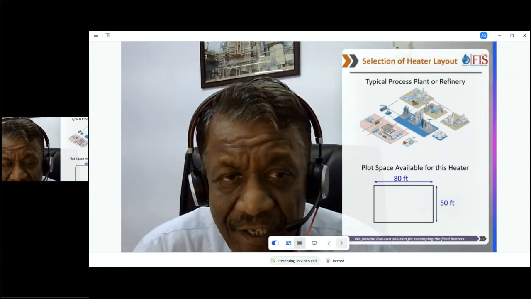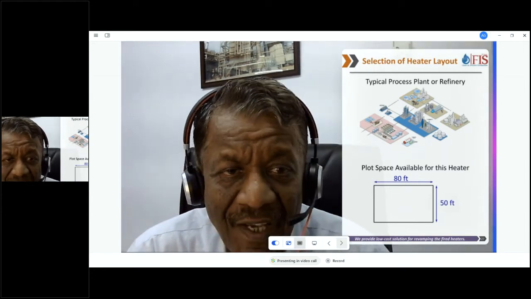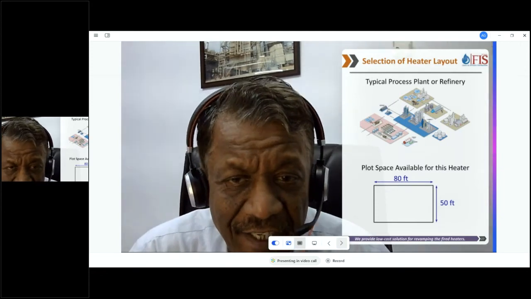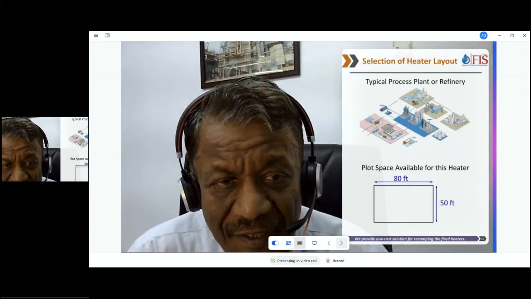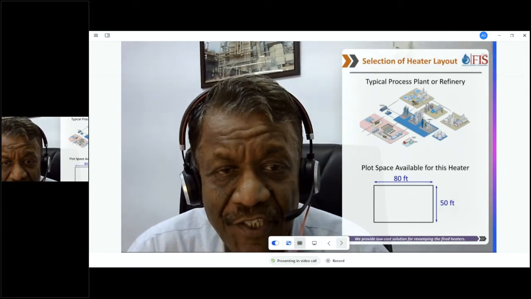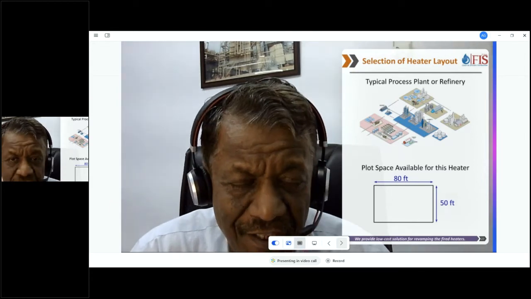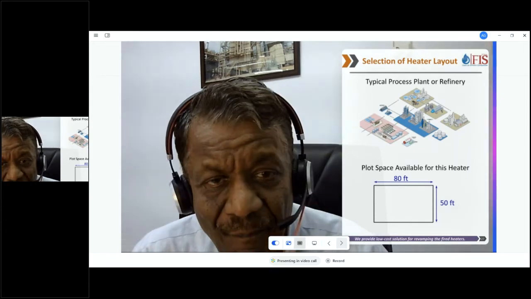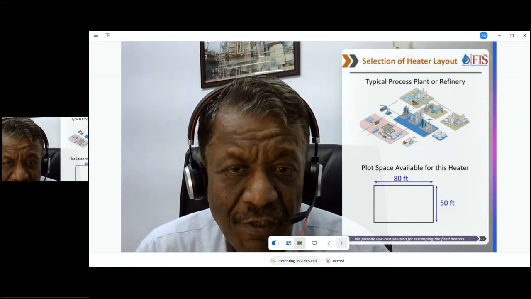And I still want my air preheater. I still want a fuel gas skid in this place. I want an ammonia injection grid skid, an ammonia injection skid for the SCR also in this place. So that's all I have. And if you can fit a heater, we want to see how you will design.